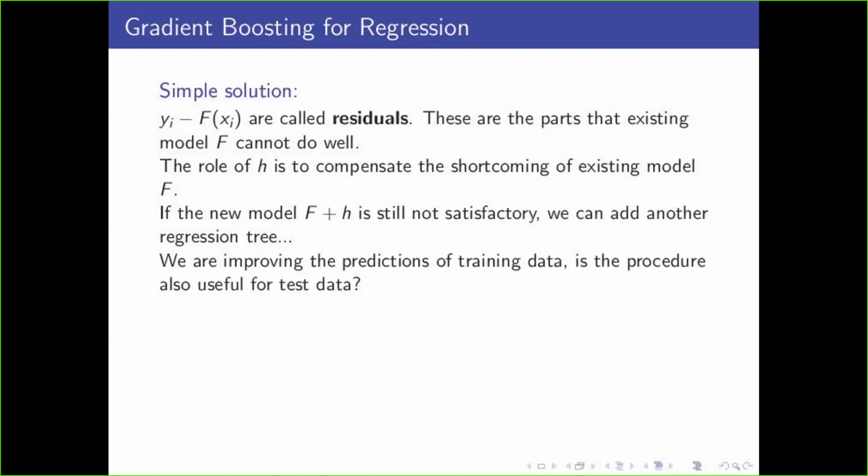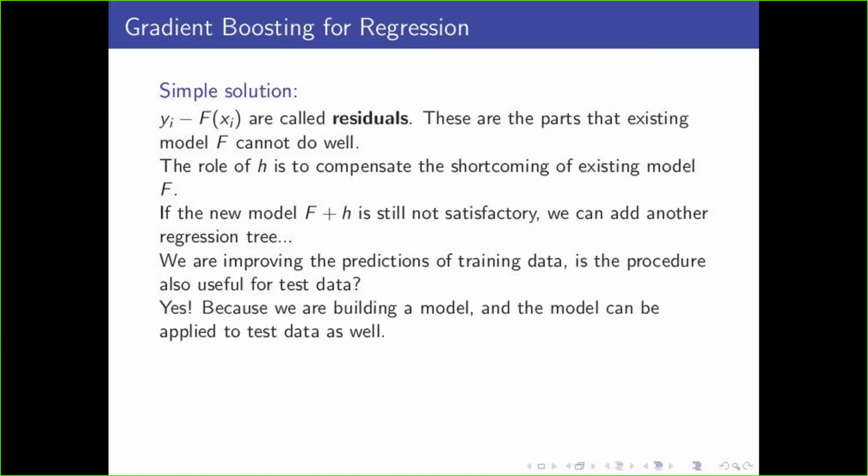Now another question that is coming in here is that we are improving the predictions of the training data. Is the procedure also useful for the test data? Of course, yes, because we are building a model, F plus H plus Z and so on. The model can be applied to any data, train data or test data, because we are building a model.